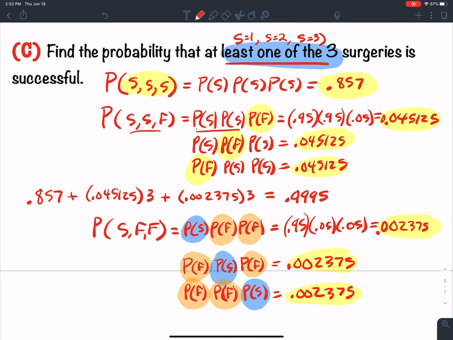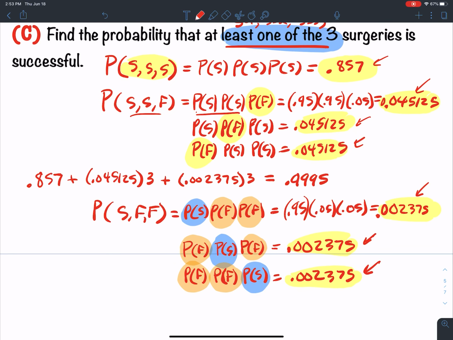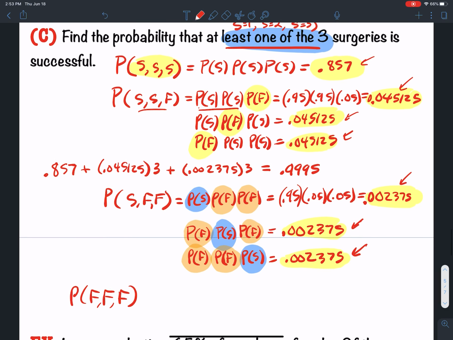All right, so that's the 3 different ways for at least one. So there's 1, 2, 3, 4, 5, 6, 7 going on there. Now, there is one other possibility that can happen, okay? And the only one that we didn't list was the probability of fail, and that's 3 failures. So this is the complement rule.